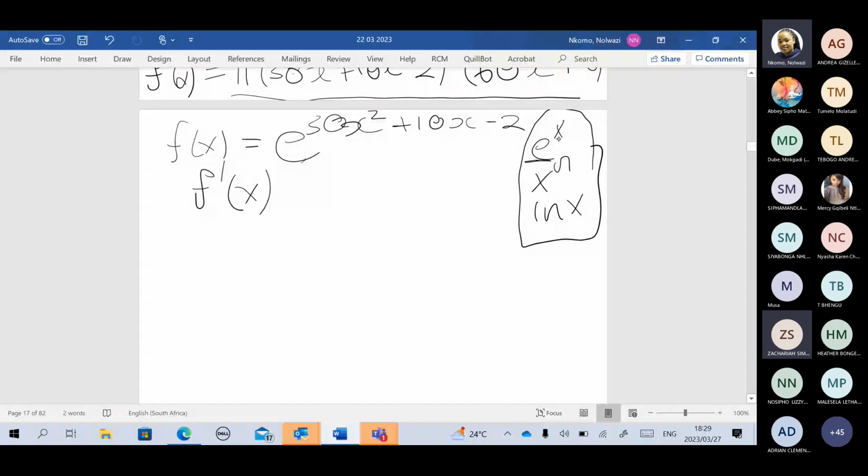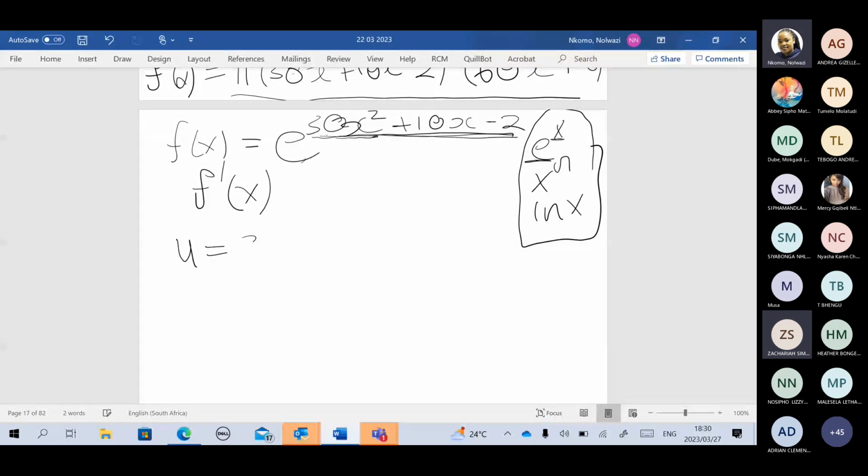We need to write this function as one variable, right? So this means, since we need to write this function to be one variable, we can just introduce a variable and let that variable be this function, which we call U. It represents the inner function. So this means our inner function would be U equals 30x squared plus 10x minus 2, right? This means our f at x is now e to the power U, right?